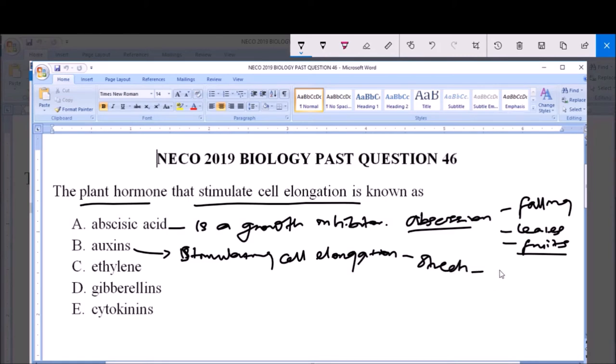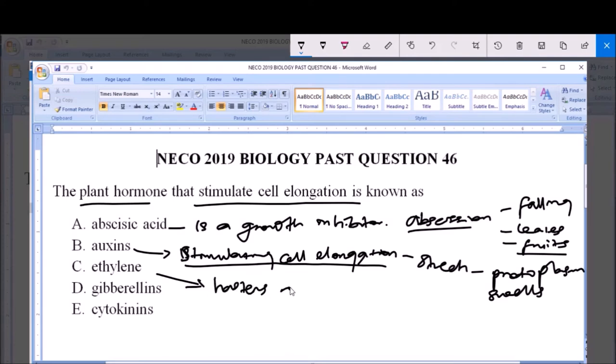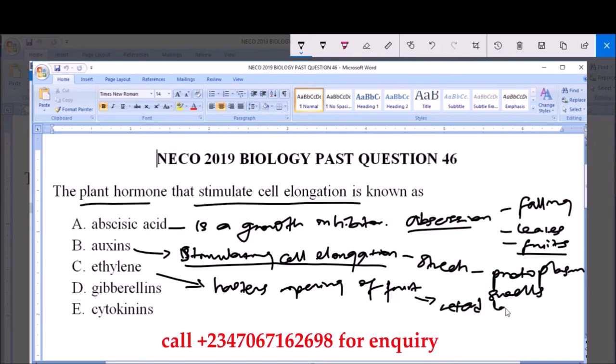They stretch as a result of their protoplasm swelling. Their protoplasm swells and also increases in amount. So that is what brings about the cell elongation, which is produced by auxin. Now, option C says ethylene. Ethylene is another plant hormone that hastens the ripening of fruits, and also retards lateral bud development.